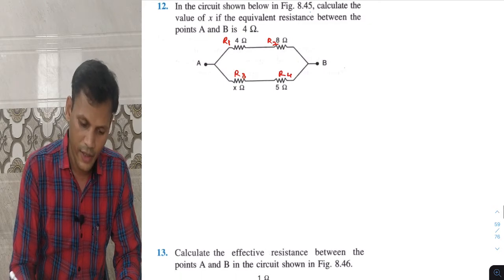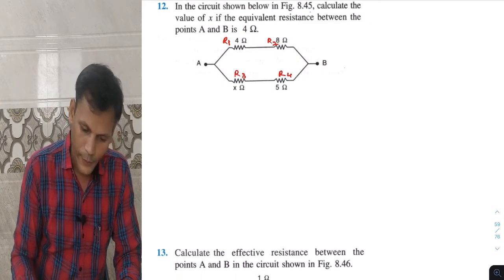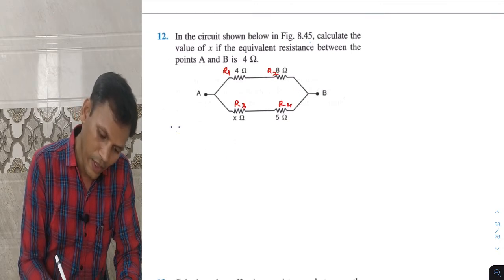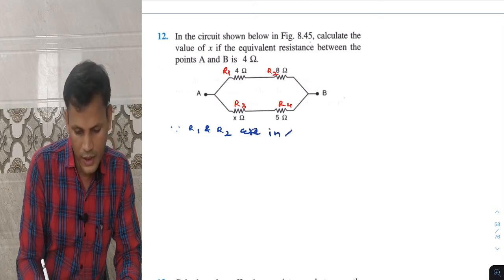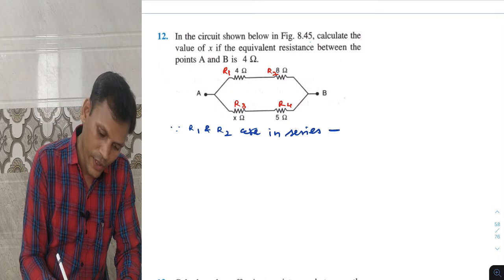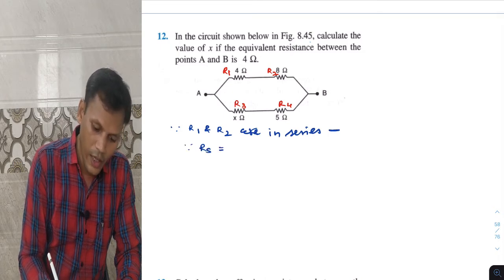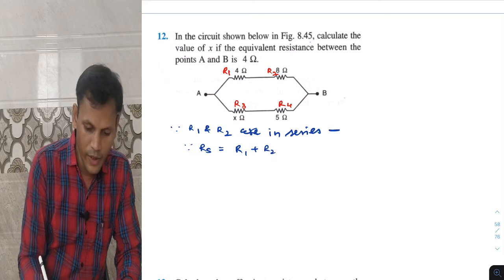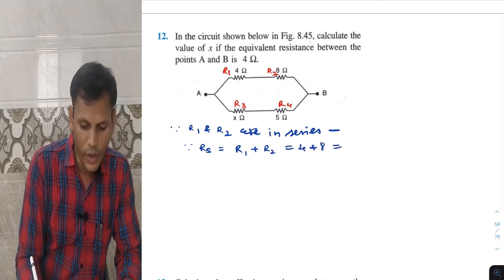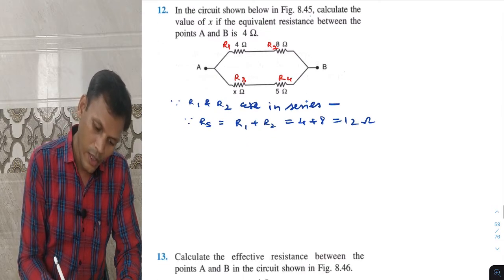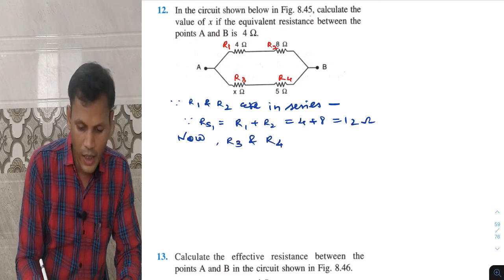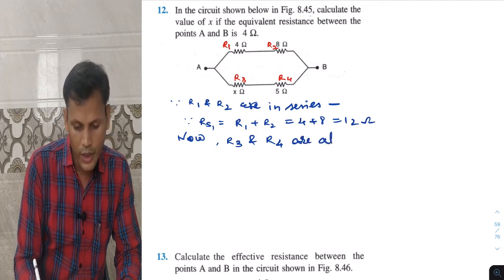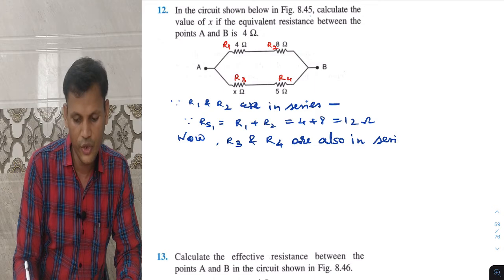We can write, since R1 and R2 are in series. If they are in series, so Rs is equals to R1 plus R2, that will be 4 plus 8, which will be 12 ohm. Now it is Rs1, I will write. Now R3 and R4 are also in series. They are also in series.